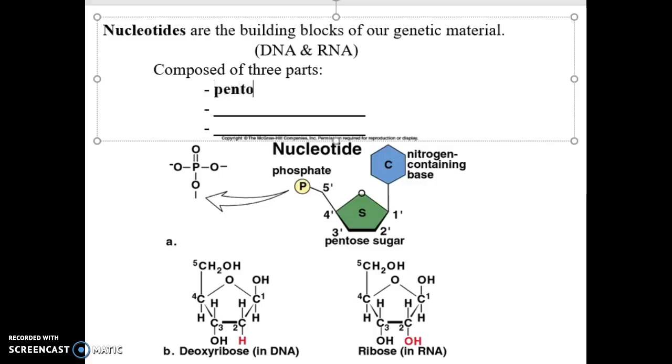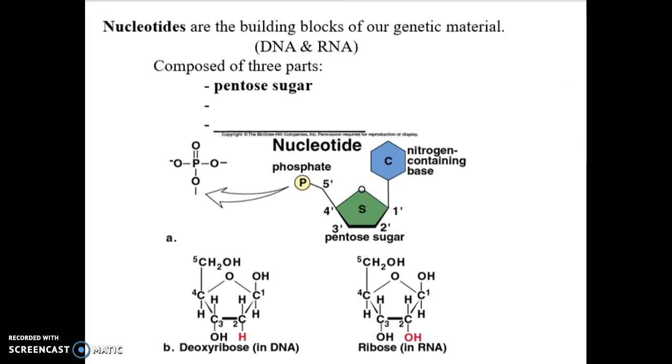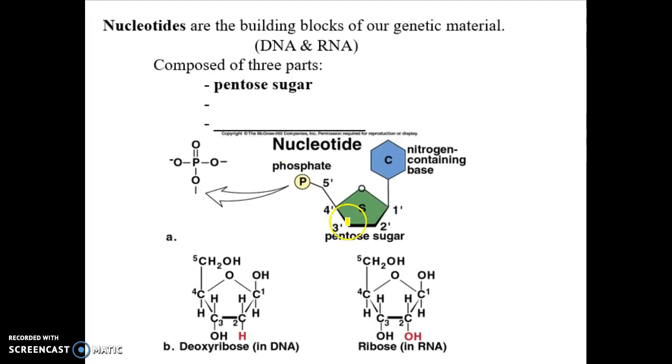First part is a pentose sugar. So it's a 5-carbon sugar that we will find in the DNA of all living organisms. So this structure right here, this is the pentose sugar. All right, so 1, 2, 3, 4, 5 carbons making up this sugar. I call this a little sugar shack. I think it looks like a little house.